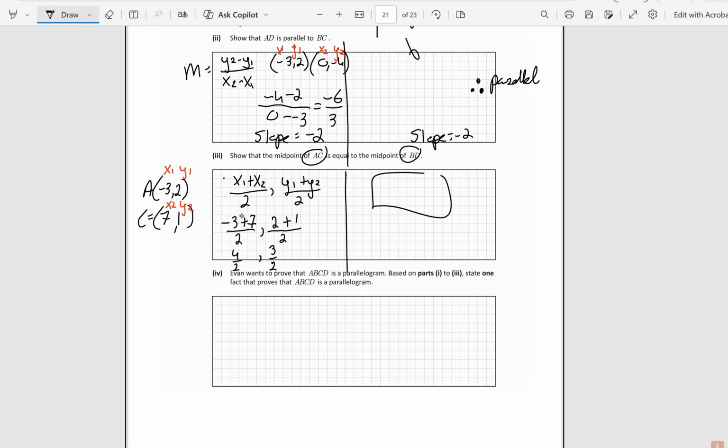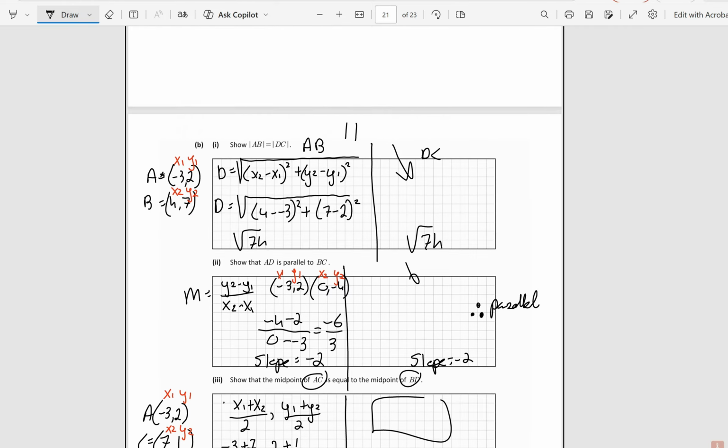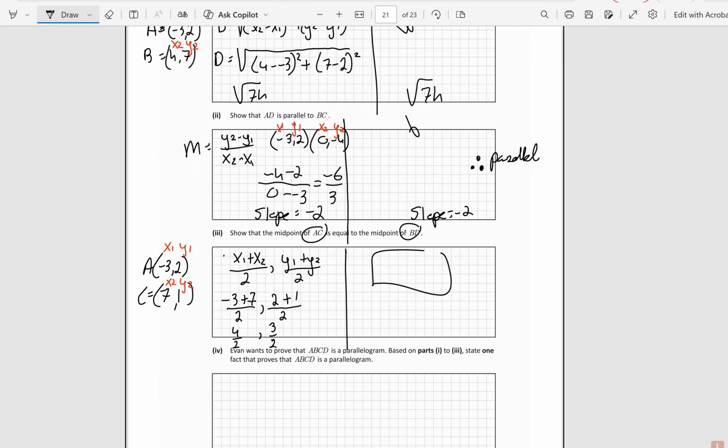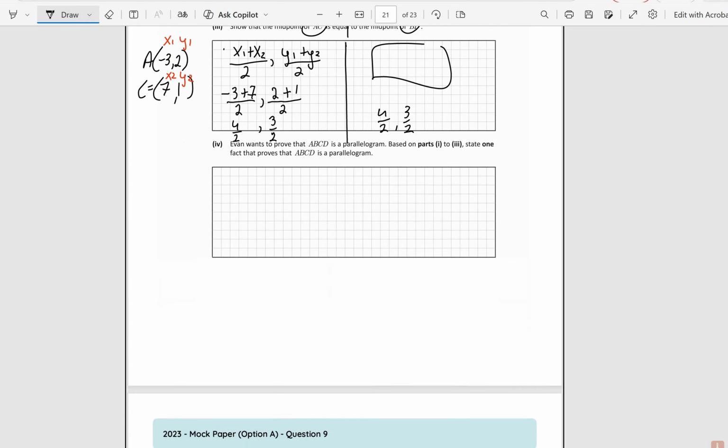Write down your formula. Label or put down your sides, which is BD. BD in this case is 4, 7, and 0 minus 4. I'm not going to do it for you, but you're going to put it in. You're going to do the exact same, and you're going to get 4 over 2 over 3 over 2. So you're after showing it.